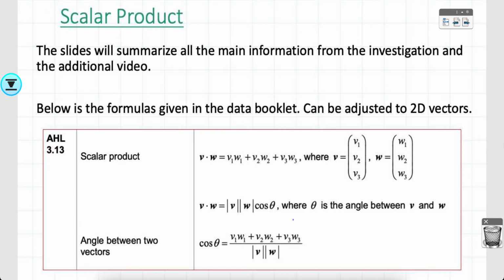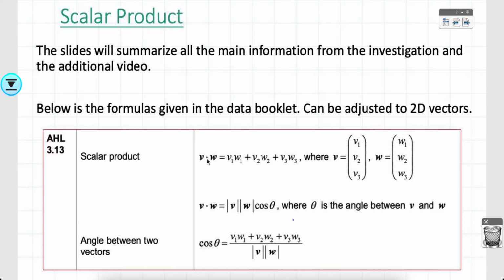One of the essential calculations that we do in vectors is the scalar product, or it's sometimes called the dot product because we use a dot to represent the operation.